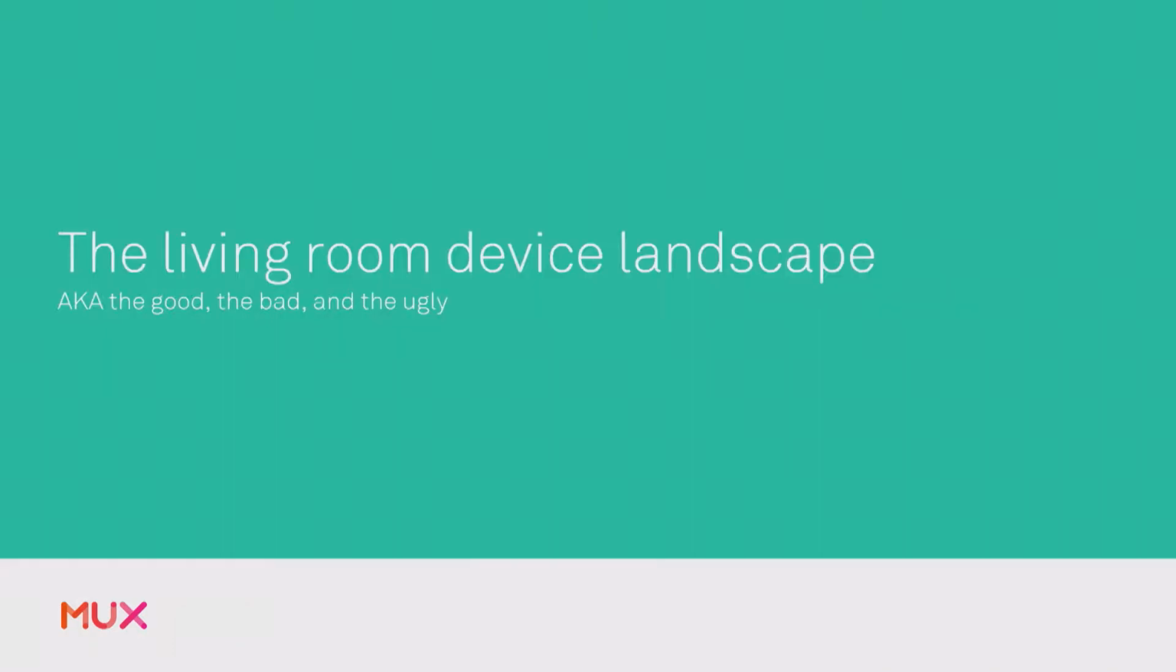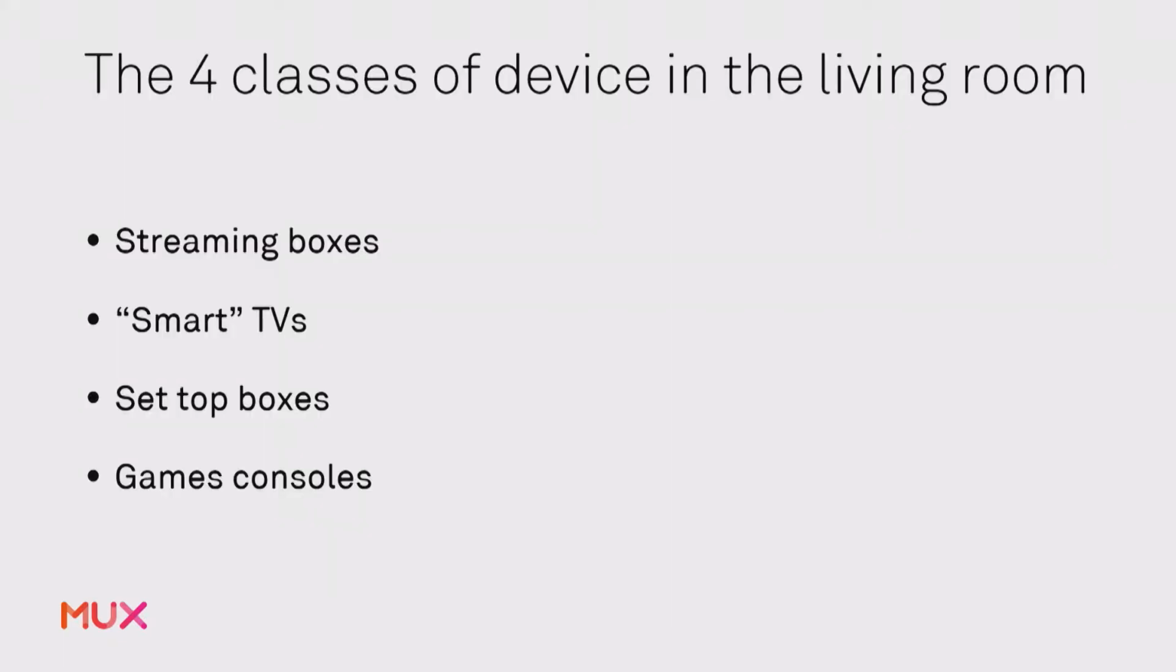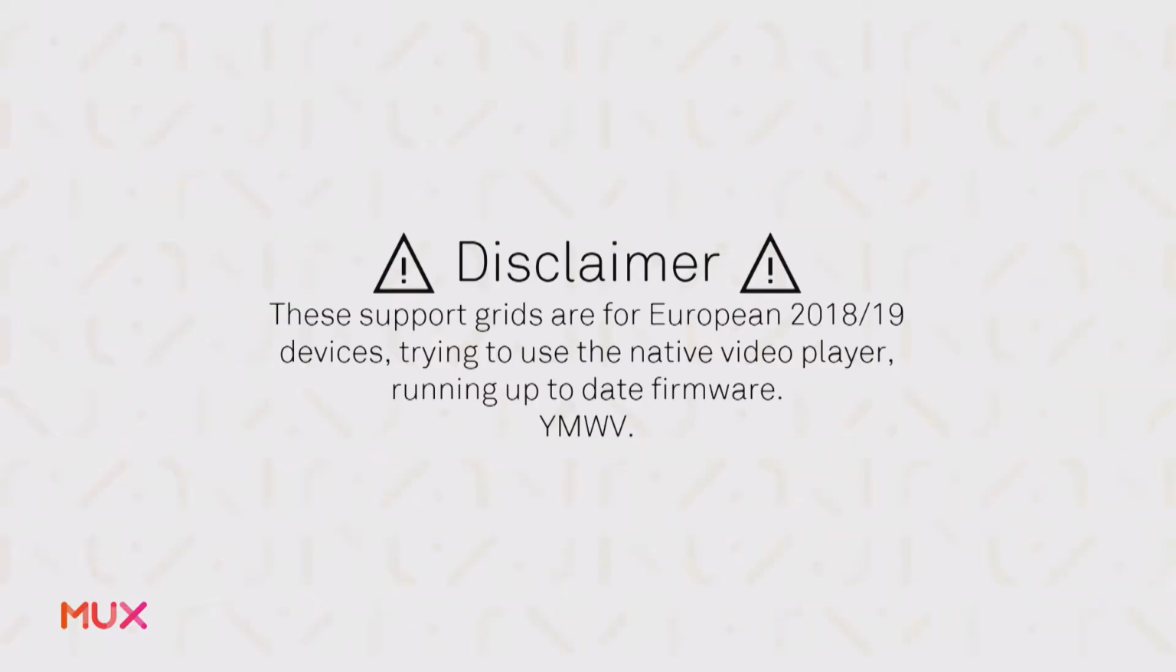So let's look at the devices people have in their living rooms, the good, the bad, and the ugly. I say there's about 4 classes of devices in the living room. Some people have different names for these. I know Netflix don't call them streaming boxes. These are the 4 categories I've gone to: streaming boxes, smart TVs, set-top boxes, and games consoles. Now, I'm going to show you some compatibility grids. Your mileage is going to vary. It's not your mileage may vary. This is completely going to vary for everyone.